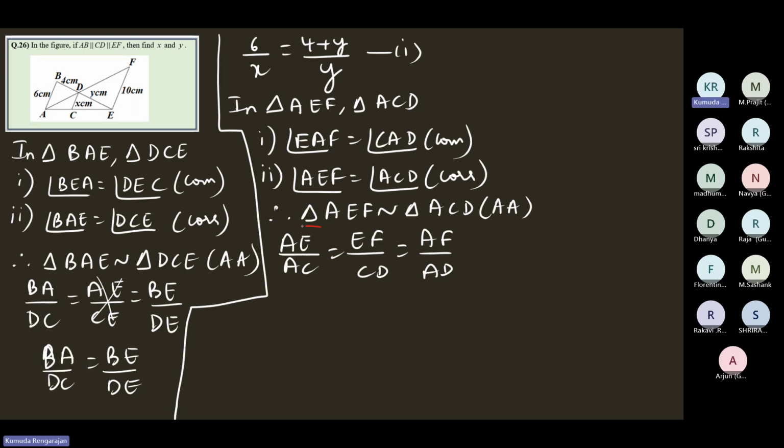Or we can find AE by AC. We can find AE by AC using this triangle and BPT. See, the thing is, in this proportion, we only know 10 by X. I think it was 10 by X. Yeah, 10 by X. We don't have values for the other two ratios. Okay, so now we have to think what to do.